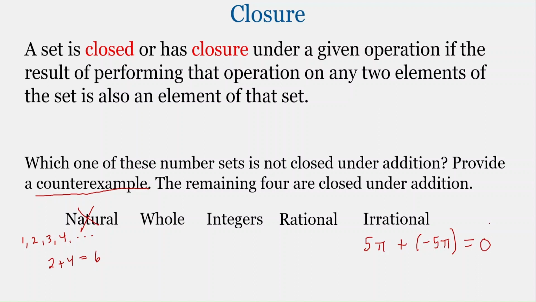0 is a whole number. It's also an integer, it's also a rational number. The one thing it is not is an irrational number. So irrational numbers are not closed under addition. So another example, if I add radical 2 to its additive inverse, so negative radical 2, that will also give us 0. And these are not irrational numbers.